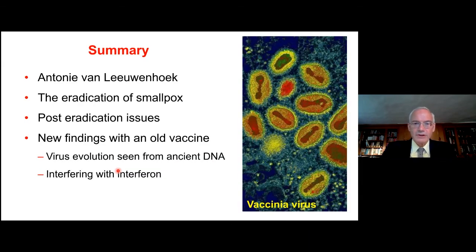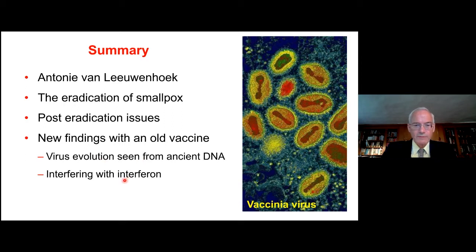On this slide, I'm showing the plan for the lecture. A few words about Anthony van Leeuwenhoek, and then talking about the eradication of smallpox, how this was achieved, and then the post-eradication issues, when the disease had been eradicated, but the virus remained, and what to do with it. And then I'll finish by talking about some new findings working with the genome of variola virus, with ancient DNA and looking at the virus evolution from those ancient DNA samples.